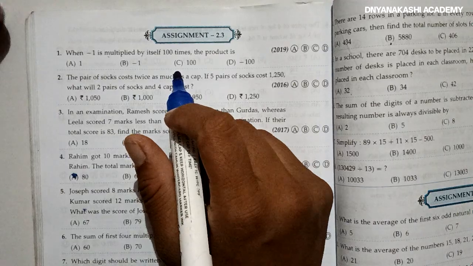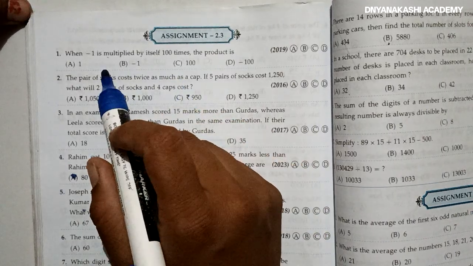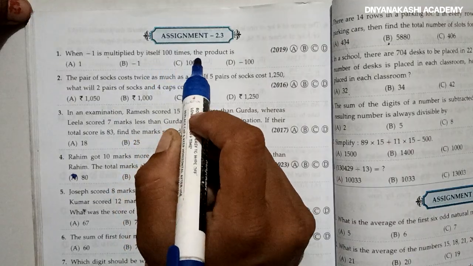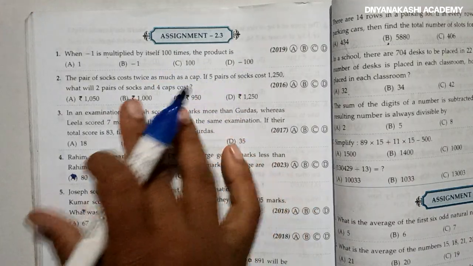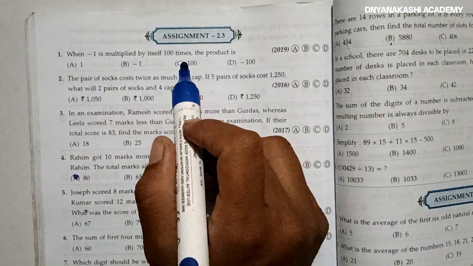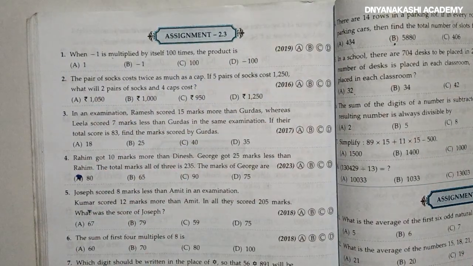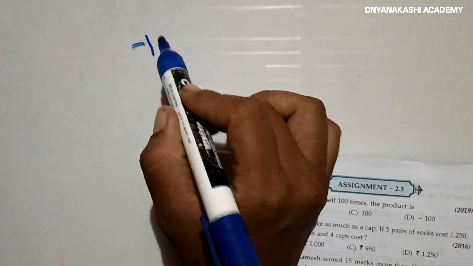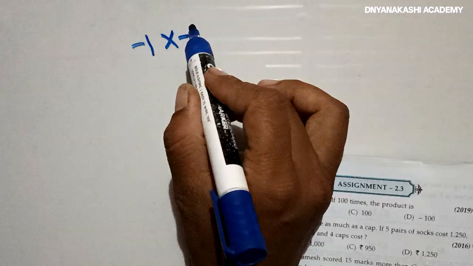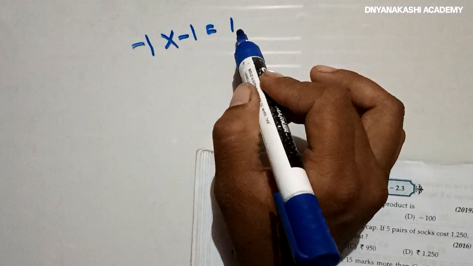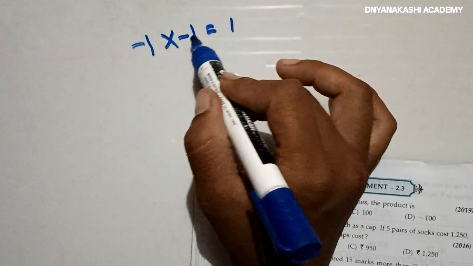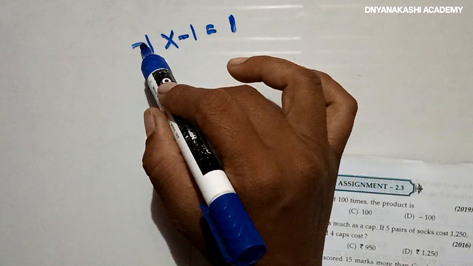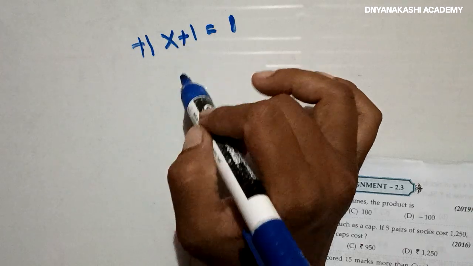First question: when minus 1 is multiplied by itself 100 times, the product is, what is the answer here? The answer is 1, because minus 1 multiplied by itself means minus 1 into minus 1, which is one time. The answer will be plus 1. Minus into minus we get plus.